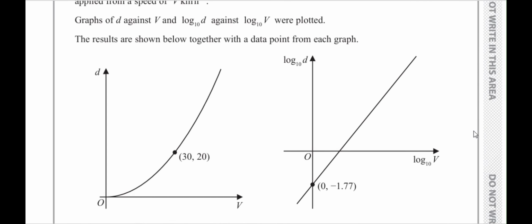The second graph is a linear graph, and therefore our strategy should be to write this in the form of y is equal to mx plus c, and then remove the logarithms and write it out as d is equal to kv to the power of n.